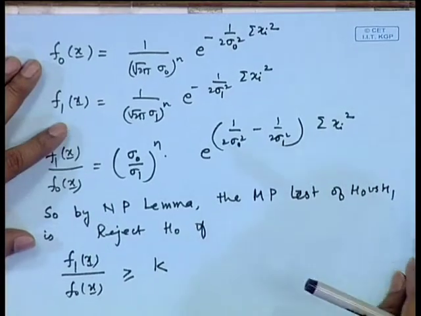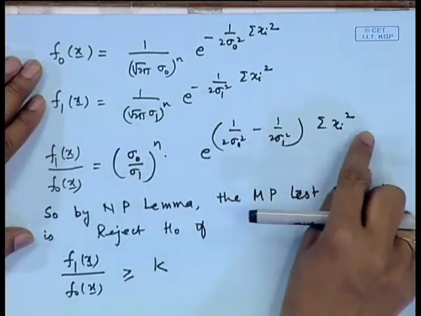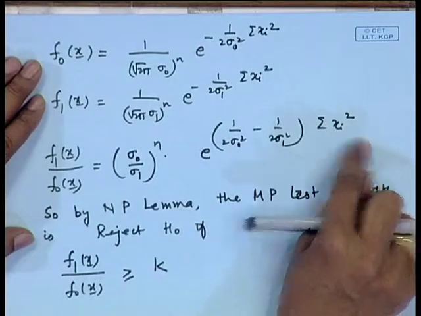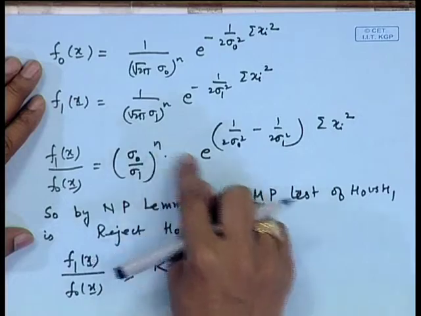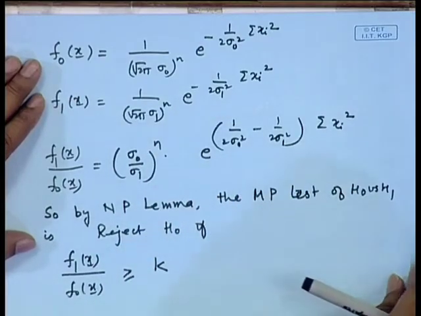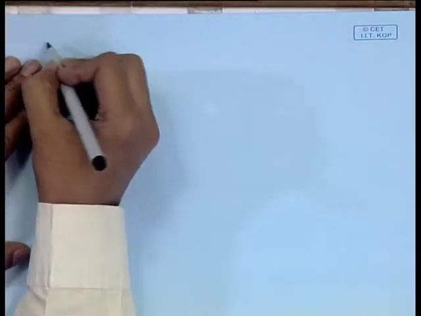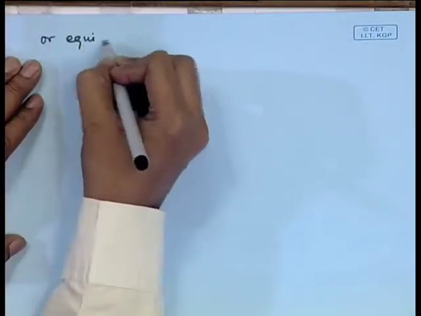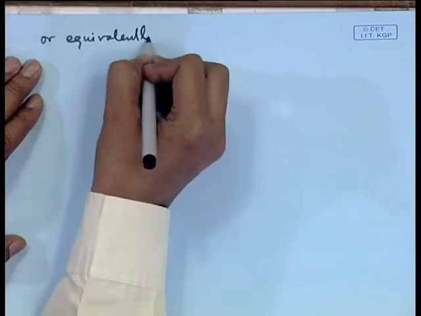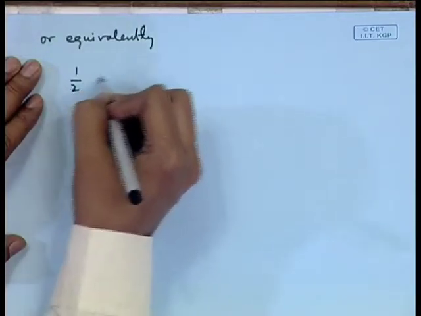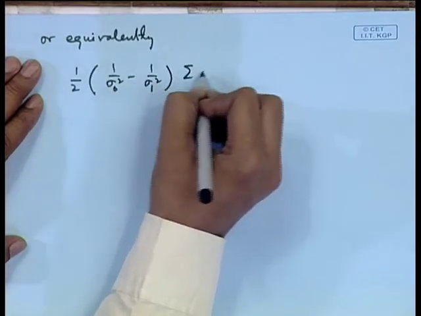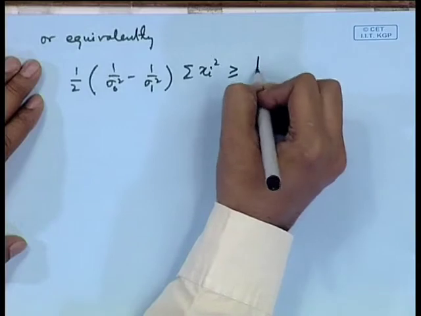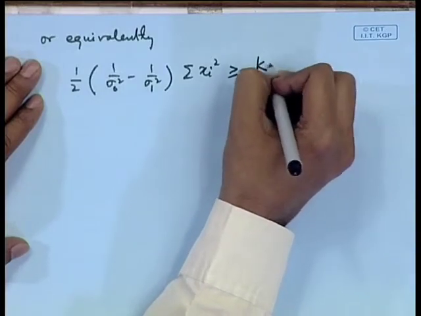Now, if we look at the ratio, this is greater than or equal to k. Because sigma naught and sigma 1 are known constants, that factor is gone, and if we take the logarithm, this condition is equivalent to 1 by 2 times 1 by sigma naught square minus 1 by sigma 1 square, times sigma x I square, greater than or equal to some k 1.